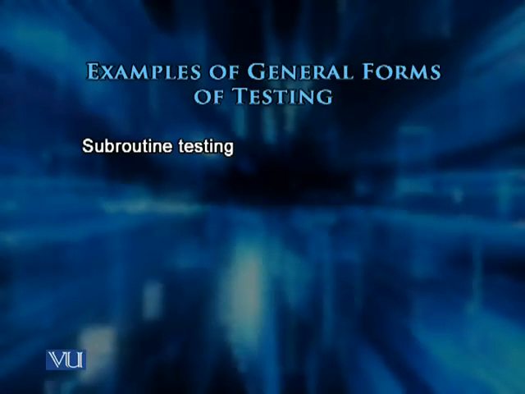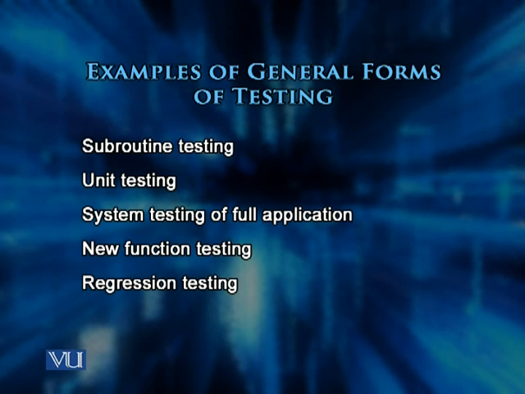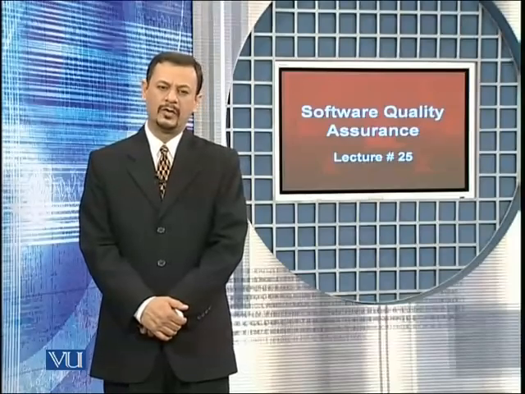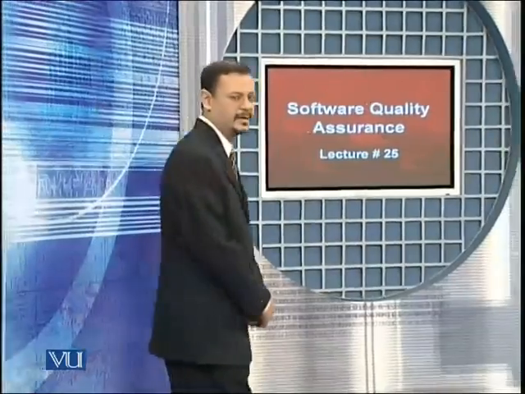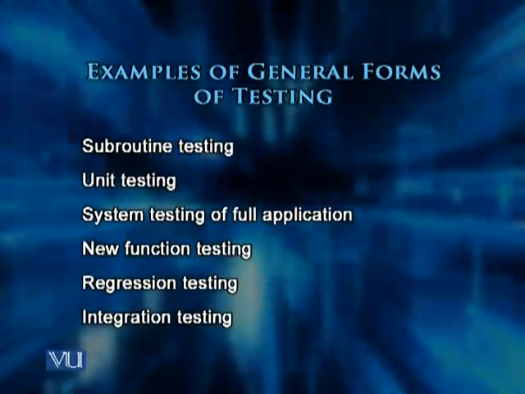So now let's look at the examples of general form of testing. The first is subroutine testing. That is, when we test subroutines, that is categorized as general form of testing. Then we have unit testing, we have system testing of full application, we have new function testing, regression testing is a general form of testing, and also the integration testing. So as you can see, all the application domains, all the software solutions require some form of general testing. Some techniques or some activities regarding software testing are always performed on all application domains.